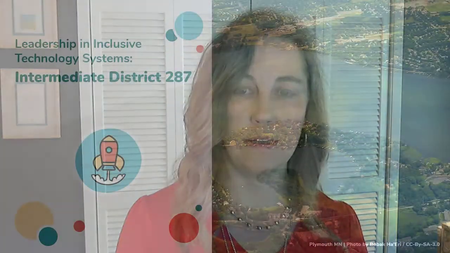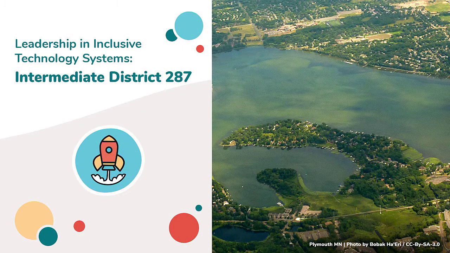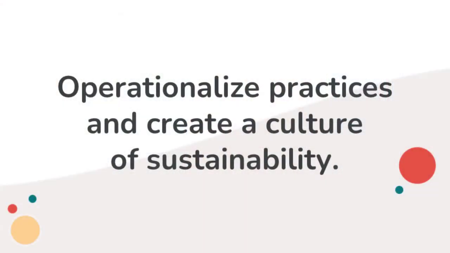One example, Intermediate District 287, ISD 287 in Plymouth, Minnesota, documents their accessible content technology initiative to create a system of continuous improvement that builds internal capacity. They are constantly looking for ways to operationalize practices and create a culture of sustainability throughout the district. Sustaining means sticking with the work if it's important.